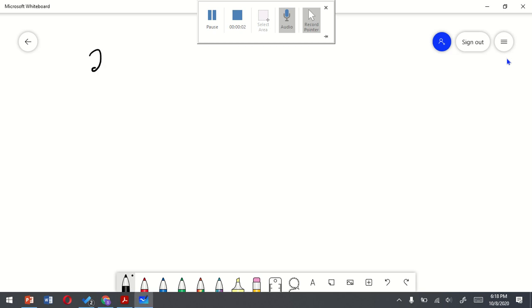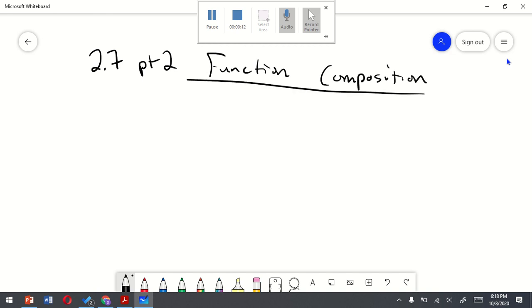Okay, this is section 2.7, part 2. It's going to be all about function composition. I'll do a bunch of examples using composition and explain what it is, and then I'll probably do one example that's an application where composition actually occurs.